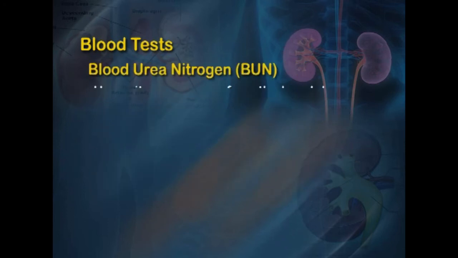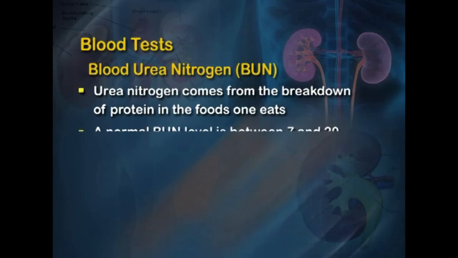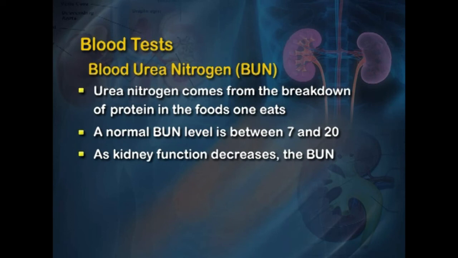Third, the blood urea nitrogen. The urea nitrogen comes from the breakdown of protein in the foods that we eat. We eat different types of food which can be rich in proteins. Pulses, legumes, animal foods like egg, poultry, meat, they all are rich in proteins. And then the urea nitrogen is an indicator of how well this is removed from the body. A normal BUN level is between 7 and 20. But if the kidney function decreases, the BUN level rises.